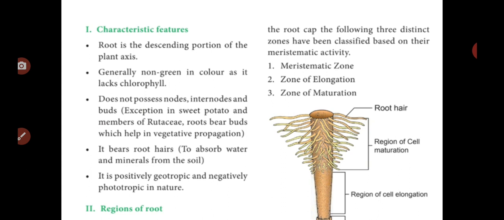Next characteristic feature: it bears root hairs to absorb water and minerals from the soil. Root hairs are present in the roots only. The absorption process is done by the root hairs present in the root. Next, it is positively geotropic and negatively phototropic in nature. As it grows towards the soil, it is said to be positively geotropic. As it grows away from light, it is said to be negatively phototropic. These are the characteristic features of the root system. They may ask in 5 marks or 3 marks.